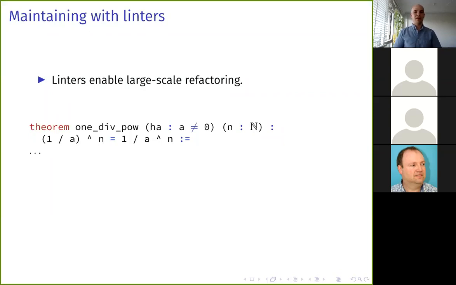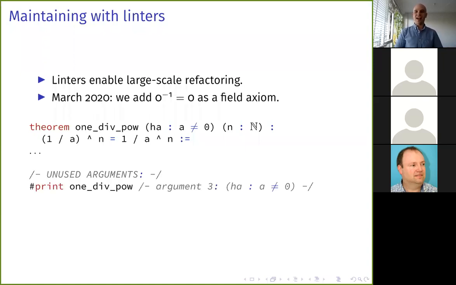One example that happened recently was this theorem here, which says that 1 over a to the nth power is 1 over a to the nth power. And since division by 0 is a bit of a weird thing, we assumed that a is not equal to 0. Now, in March this year, we refactored the theory of fields a bit and added a new axiom. This time the axiom says that the inverse of 0 is well defined. This is a really useful assumption, and I think other systems like Isabelle also use this one. I can only recommend it, because many theorems such as this one now need one fewer hypothesis, and the linter will point this out for you.